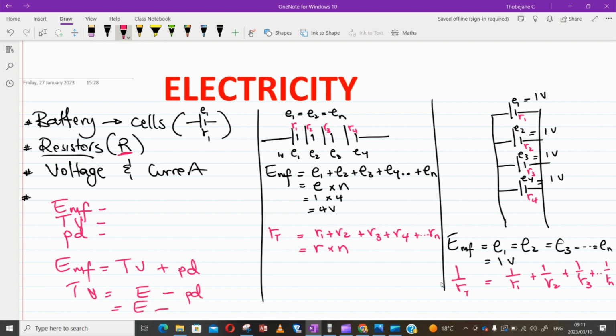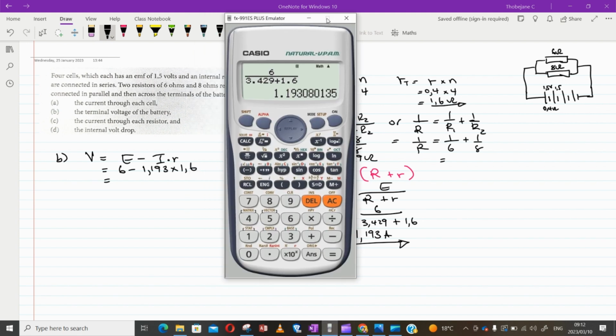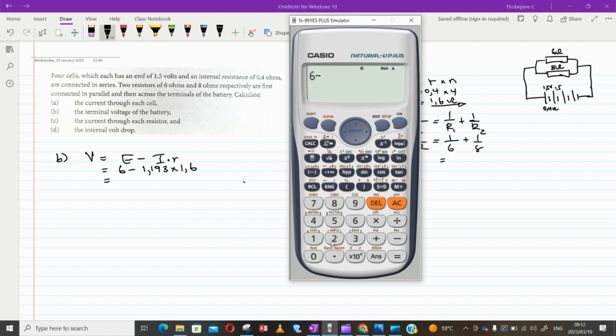What is your potential difference? The potential difference is the current multiplied by the internal resistance in that particular circuit. So number B, we're going to say V is equal to EMF minus I times R, which is the terminal voltage. 6 minus 1.193 multiplied by 1.6. This is how we calculate our terminal voltage.